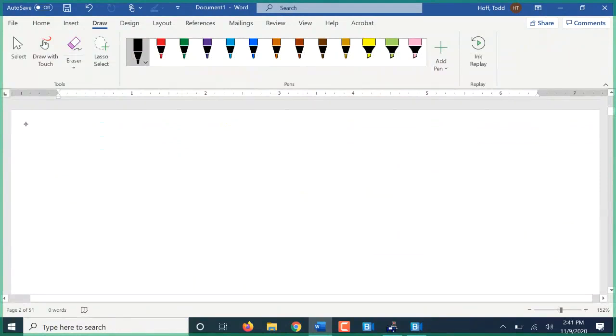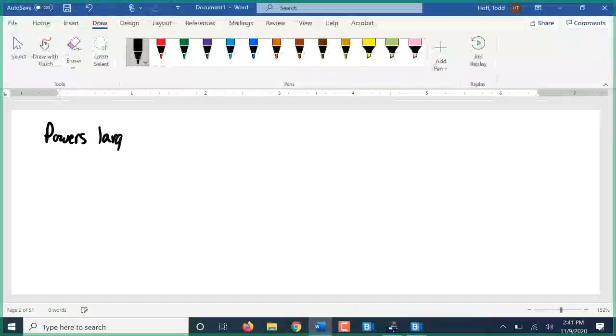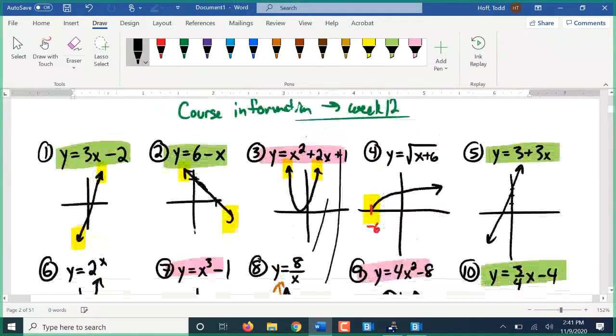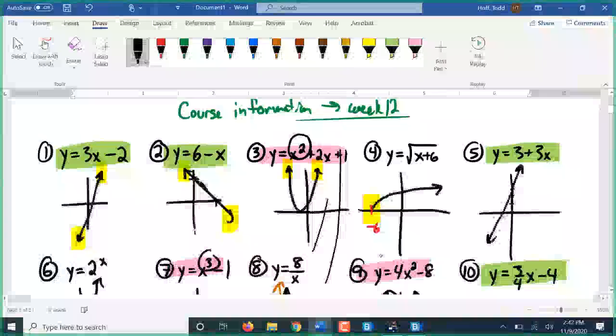Those have powers larger than 1. I didn't even say larger than, I'll say other than 1, on the variables. So this one had the power of 2, power of 3, power of 2 on the variables.